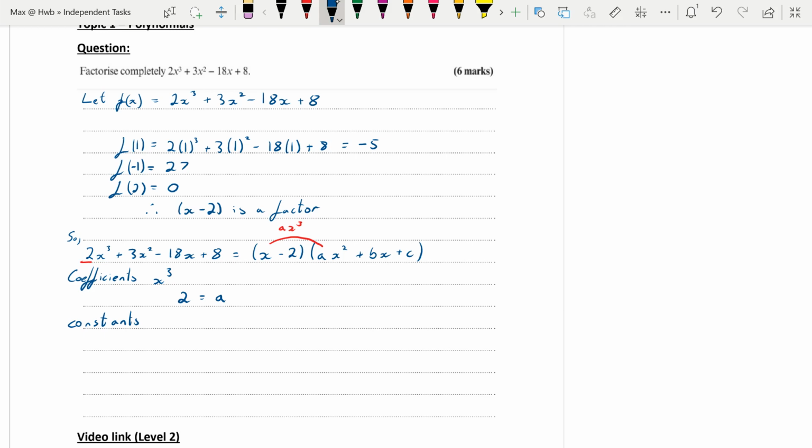So on this left-hand side, I've got 8. On this right-hand side, it would be -2 times c. That's the only way I can keep it a constant and not have any letters involved. And straight away I can solve that again, and I get -4.